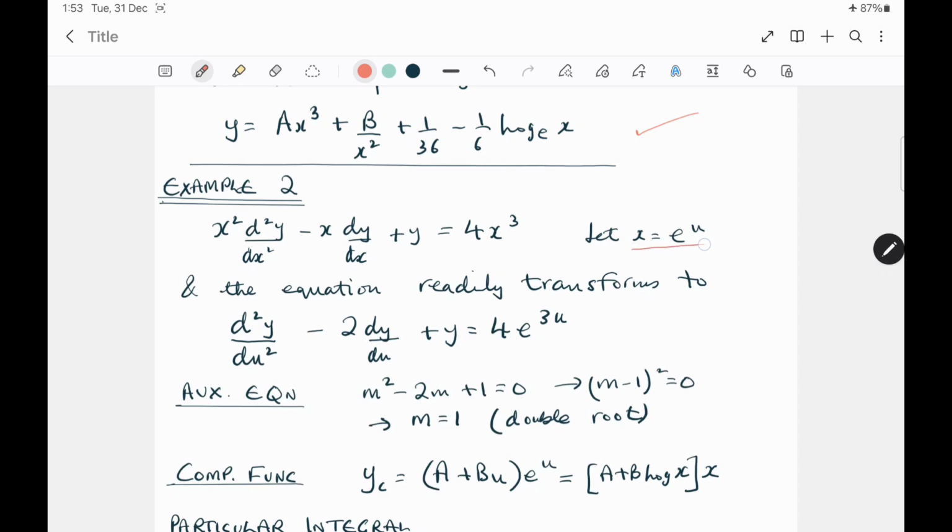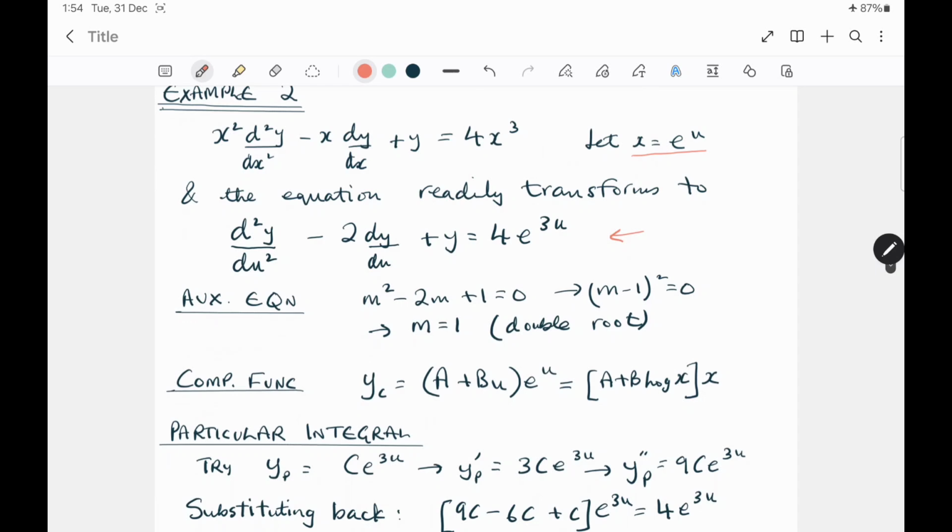Again, let x equal e to the u, and the equation will readily transform into this equation here, which is d2y/du squared minus 2 dy/du plus y equals 4e to the power 3u. The auxiliary equation is m squared minus 2m plus 1 is 0, which is a perfect square. So m minus 1 squared is 0, which means m is 1. And of course, we have a double root this time.